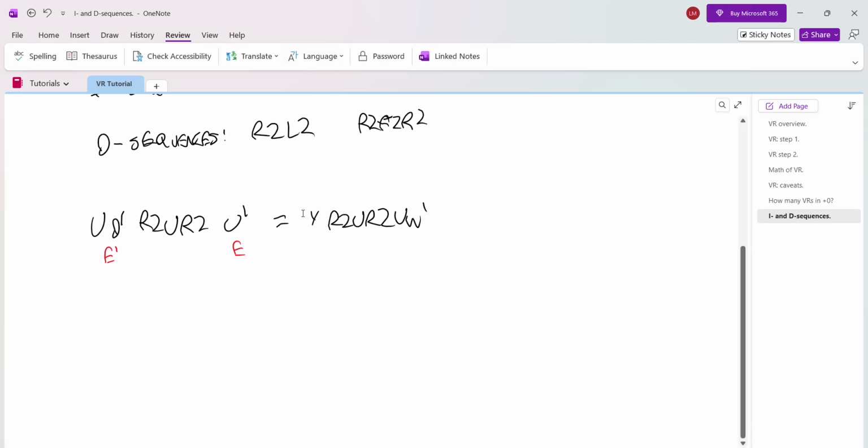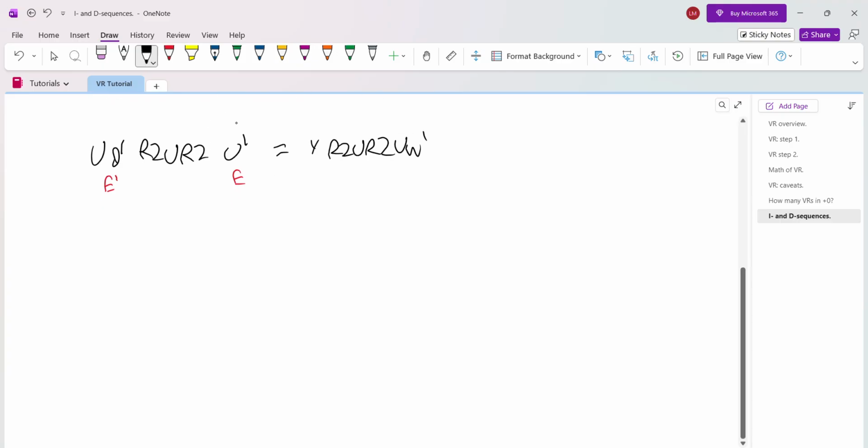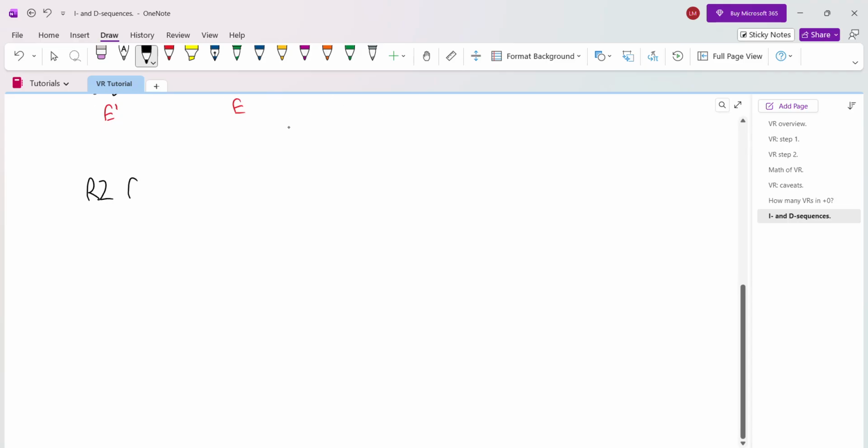So what I'm going to do now is give you a systematic way to test whether a sequence is an I or D sequence. So the first thing that we're going to do is get rid of all of the U and D moves, as I told you before. So there's no need to consider them. So let me actually give an example. R2.